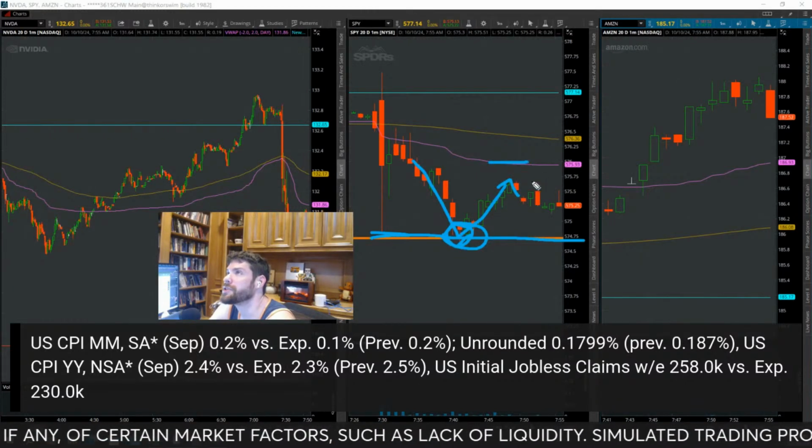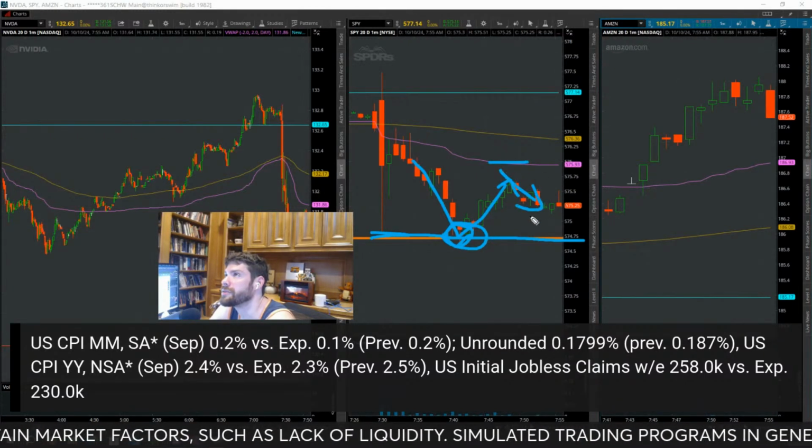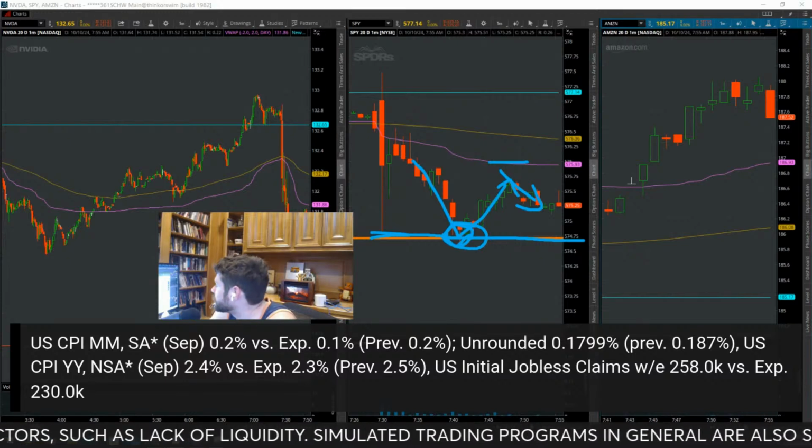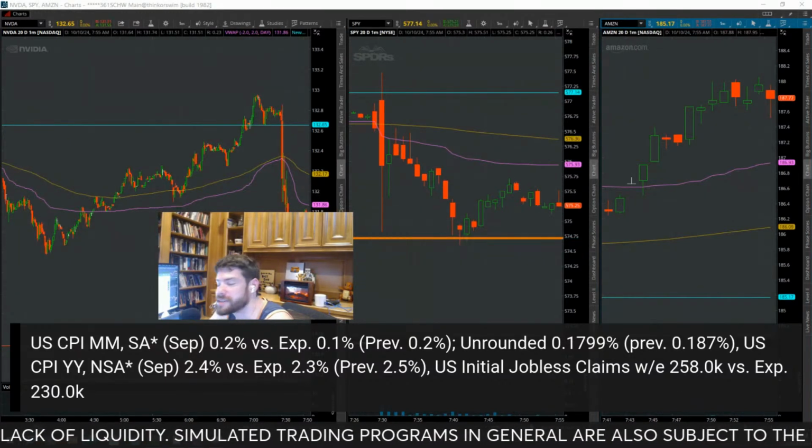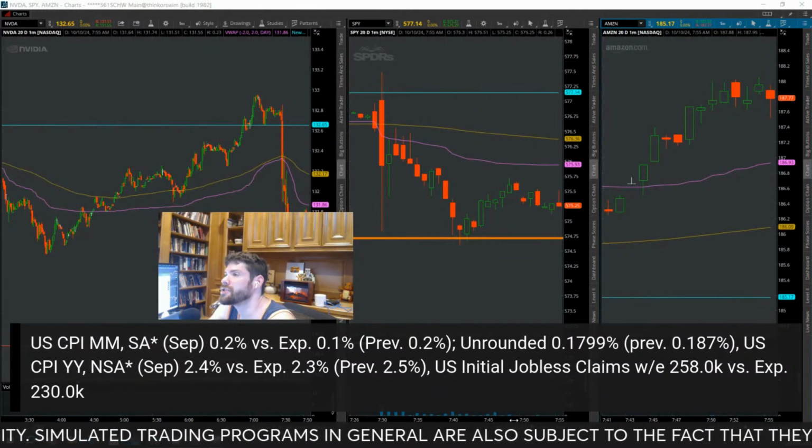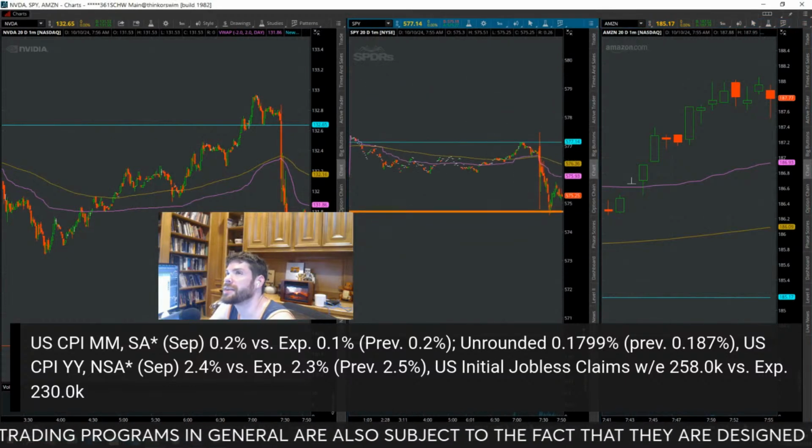Once we hit close to the VWAP, I started shorting it. We wrote it down a little bit. But I attacked that range. I want to look to buy at the bottom of the range, sell at the top, or I just try to attack trends. But that's what I target here.